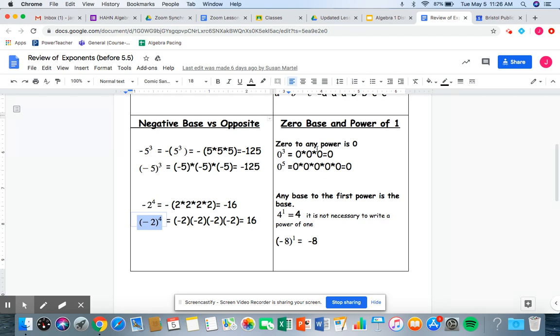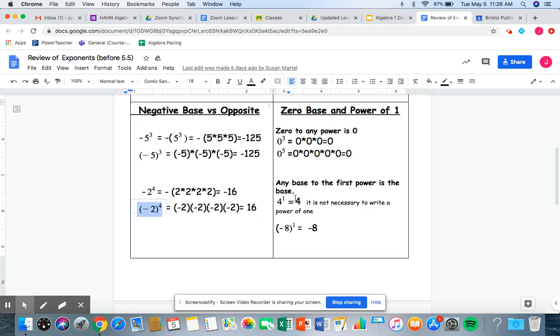And then 0 base and power of 1. 0 to any power is 0. So 0 to the third power is multiplying 0 by itself 3 times, which is 0. Same thing with 0 to the fifth. And then anything to the first power is itself.